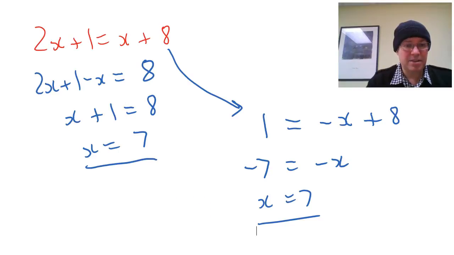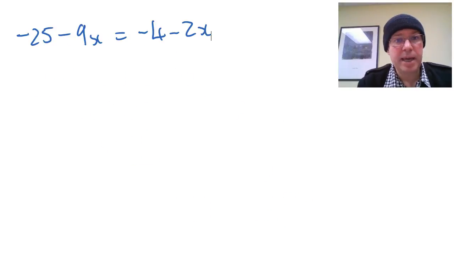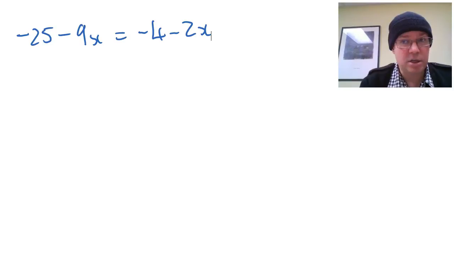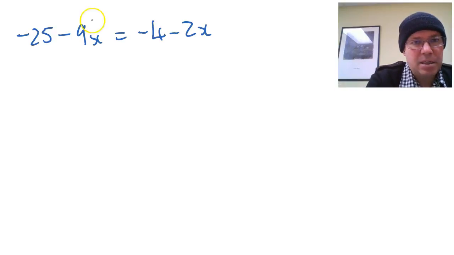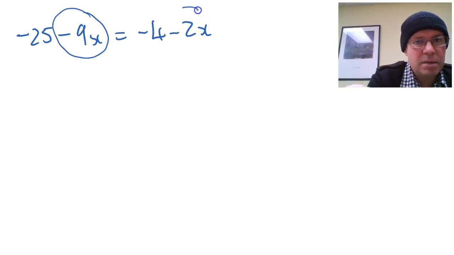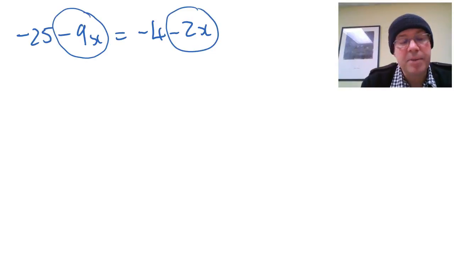Let's have a look at the last third question. In this one again, we've got x's on both sides of the equation. So again, what I would do is get all the x's on one side. You've got two choices. Again, you've got a minus 9x and a minus 2x. So let's think about them separately. If I wanted to get rid of the minus 9x, you do the opposite. The opposite of minusing 9x is adding 9x.